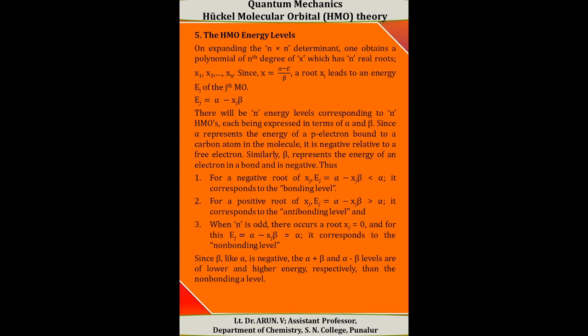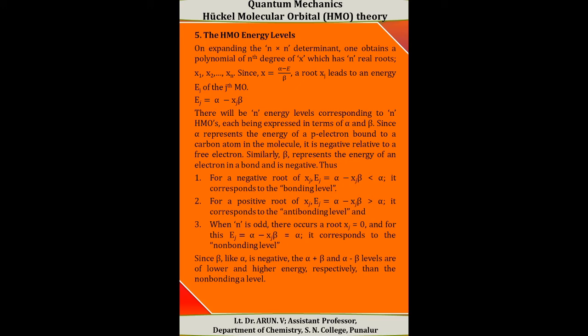The next step is to calculate the HMO energy levels. On expanding the n by n determinant, we obtain a polynomial of degree n in x which has n real roots, that is x1, x2, x3, etc., up to xn. Since we know that x is equal to (alpha minus E) divided by beta, a root xj leads to the energy Ej of the jth molecular orbital, that is Ej is equal to alpha minus xj beta. There will be n energy levels corresponding to n Huckel molecular orbitals, each expressed in terms of alpha and beta.